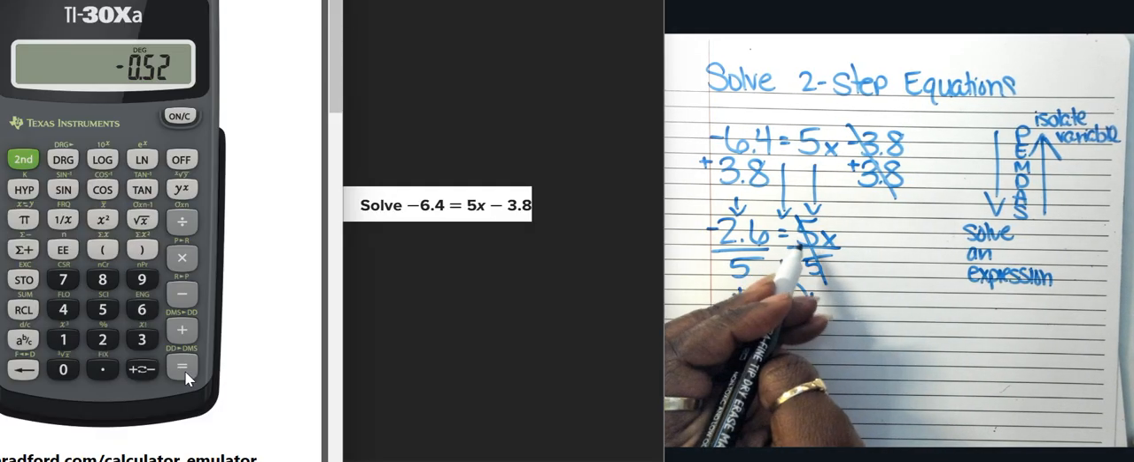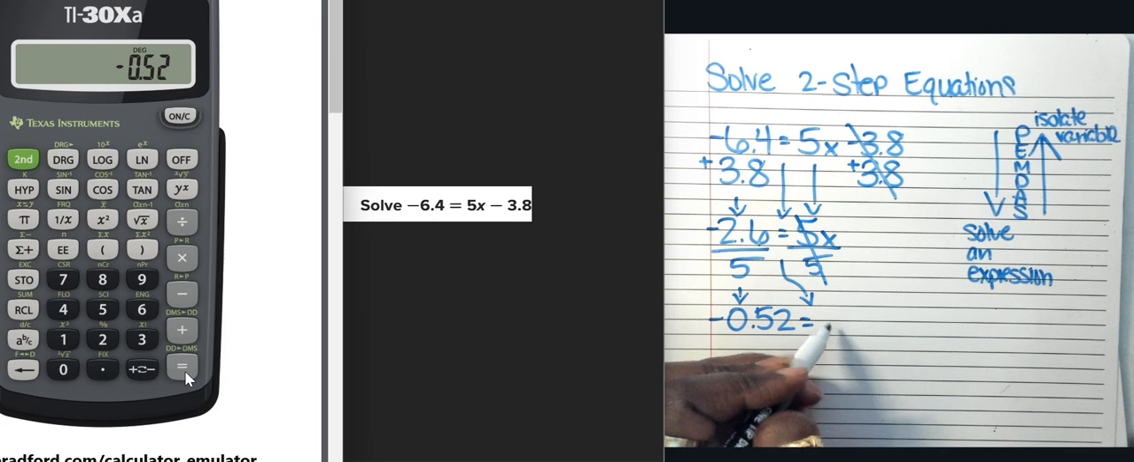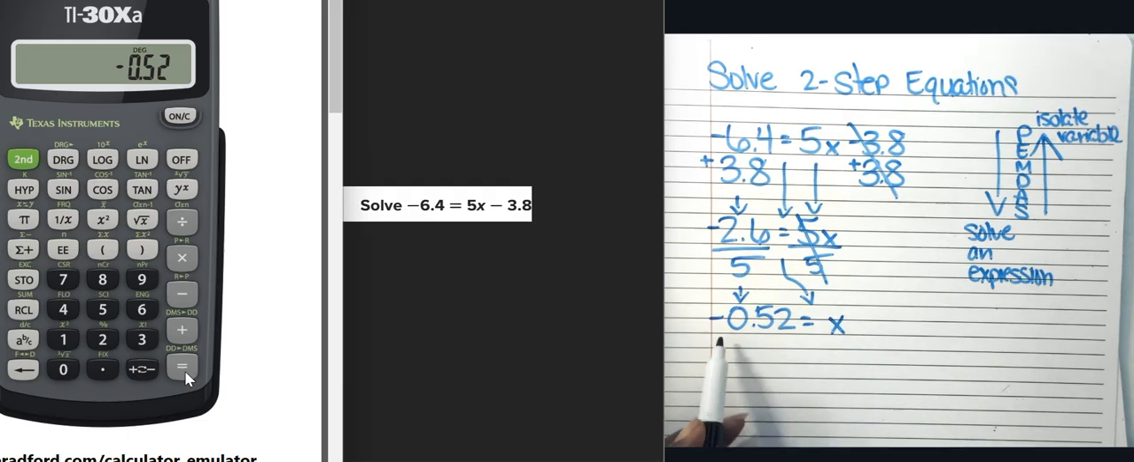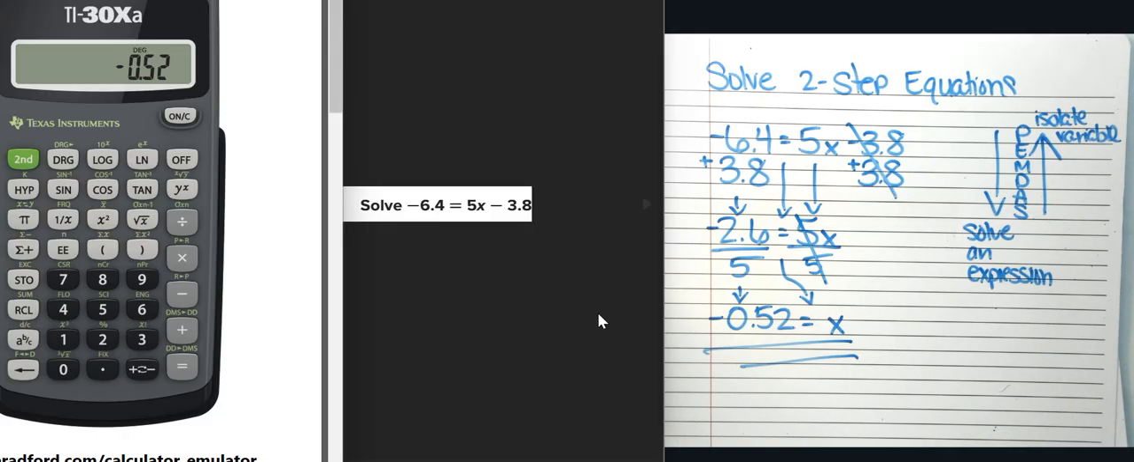And so now that 5 divided by 5 is 1. And then we have the x. We basically see that there's no coefficient here because we know that the coefficient is 1, and if it's exactly 1, we don't need to show it. So x is equal to negative 0.52. If you plug this into your equation, you should see that it works out. So your answer is negative 52 hundredths.